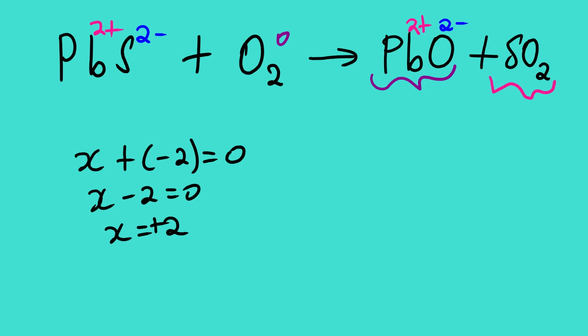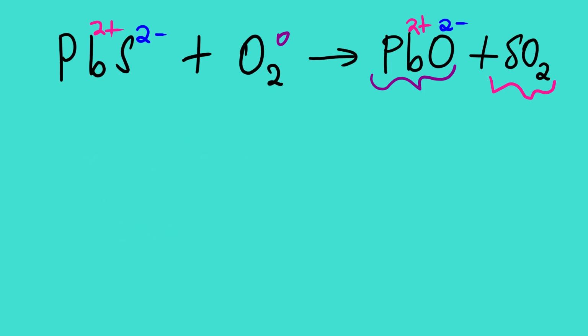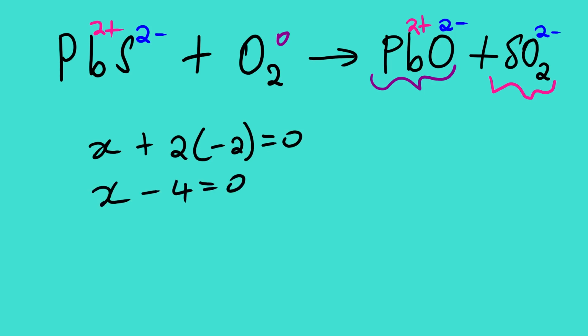Now we need to look at this compound. Again, this is not a peroxide, so the oxidation number of oxygen will be 2 minus. So we have x plus 2 times negative 2 equals 0, x minus 4 equals 0, x equals 4 plus. So you can see that the oxidation number of sulfur in this case is 4 plus.